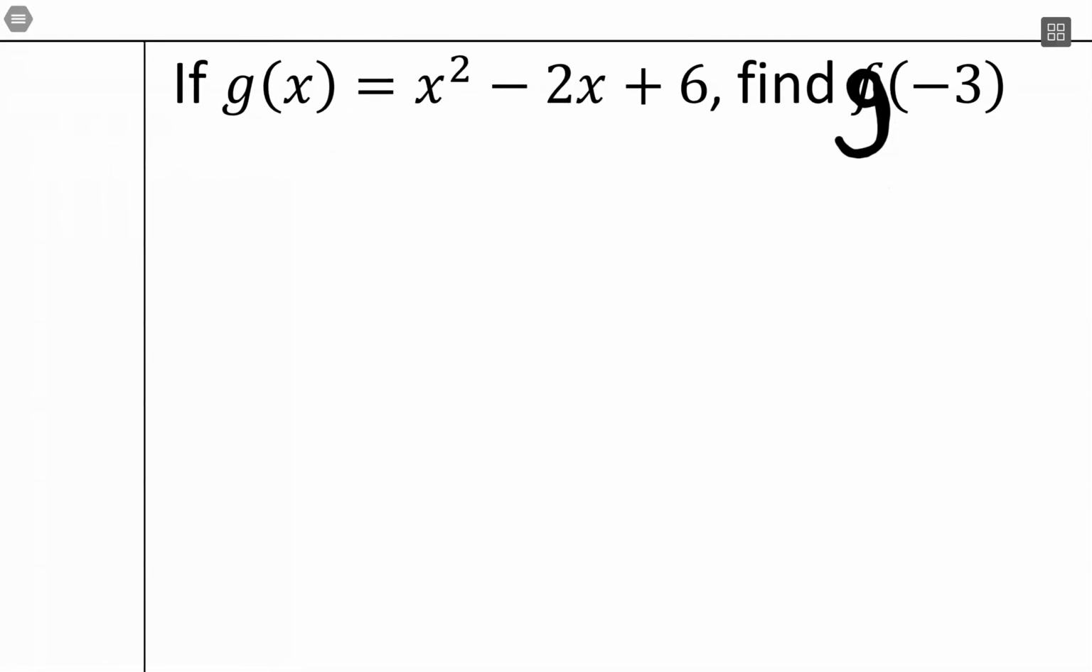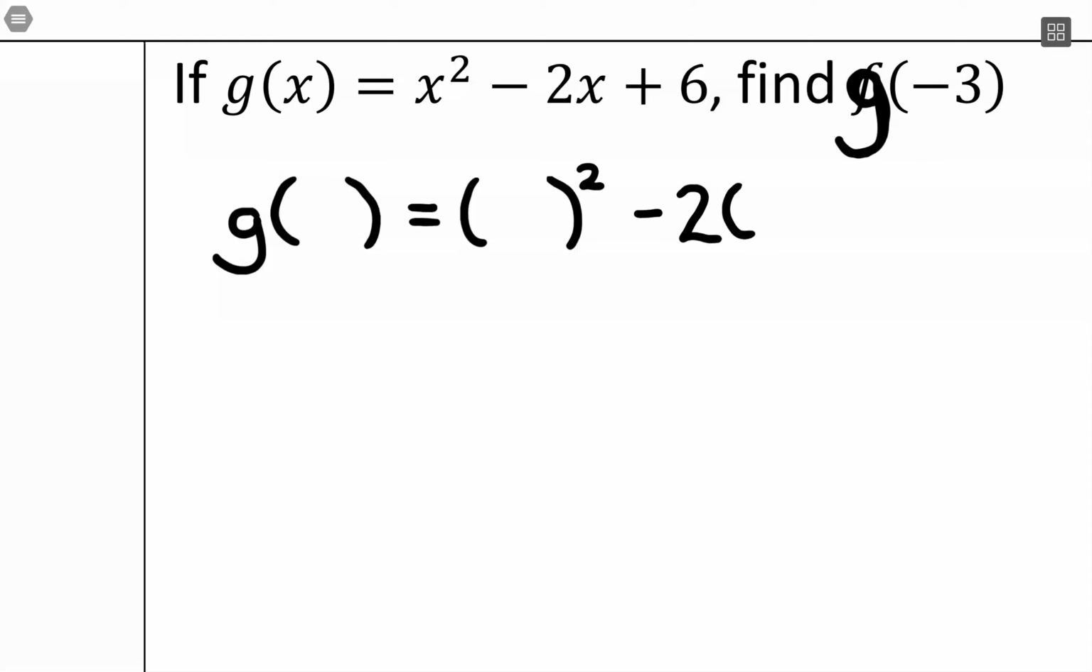All right, so g of x. If I think about this as a structure, we're going to have our input, and what we would do is take our input squared. Again, those parentheses are going to be really important here. And then minus 2 times our input, and then plus 6. Now for us, we're plugging in negative 3, so I want to have negative 3 in those parentheses. And then we're just going to simplify.